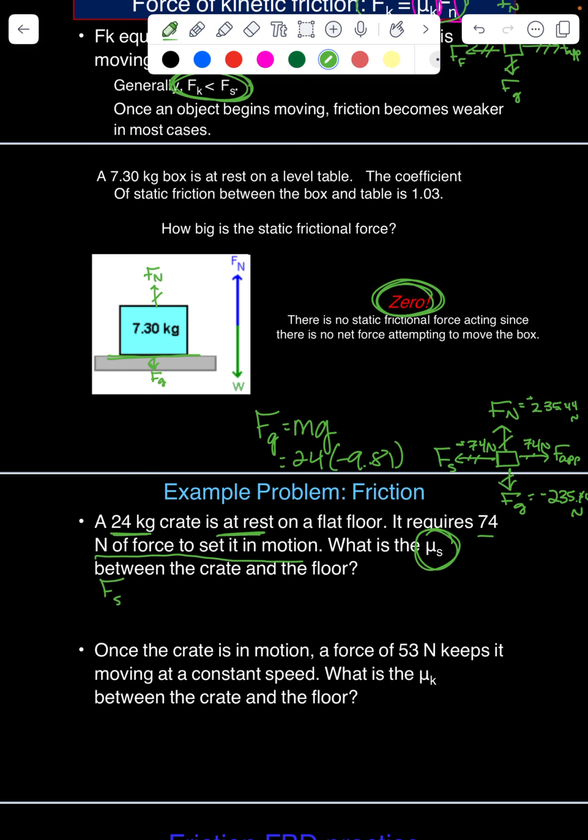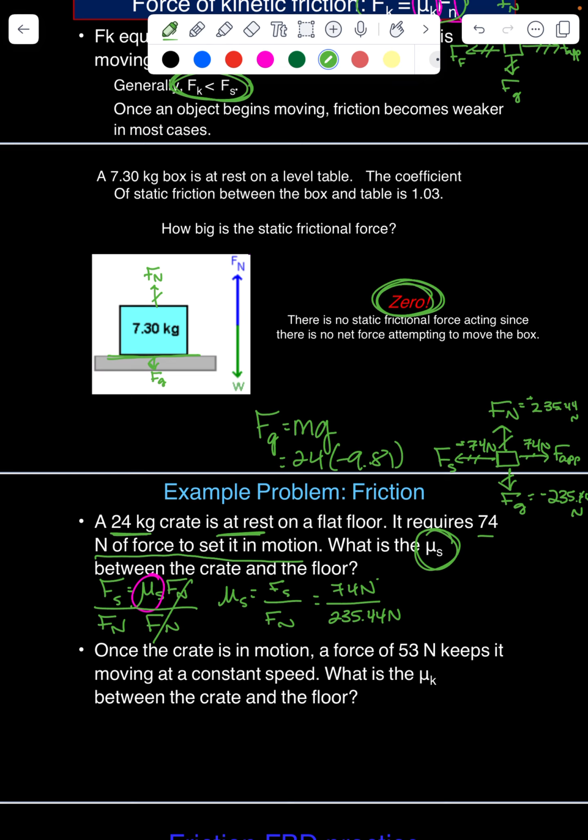We have our equation, the one with mu sub s. The static frictional force is equal to the coefficient of static friction times our normal force. We have both our normal force and our static frictional force, so we can solve this. To get our coefficient by itself, we divide both sides by our normal force. So our coefficient of static friction is equal to our static frictional force over our normal force. That's going to be 74 newtons over 235.44 newtons. So we have 74 divided by 235.44.